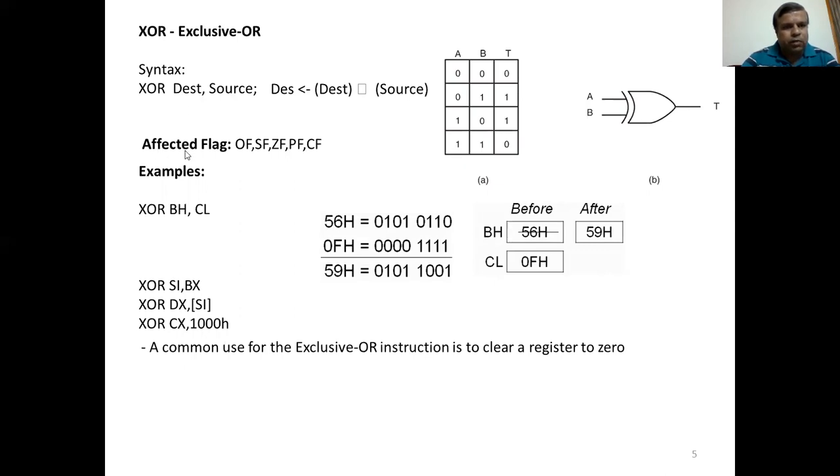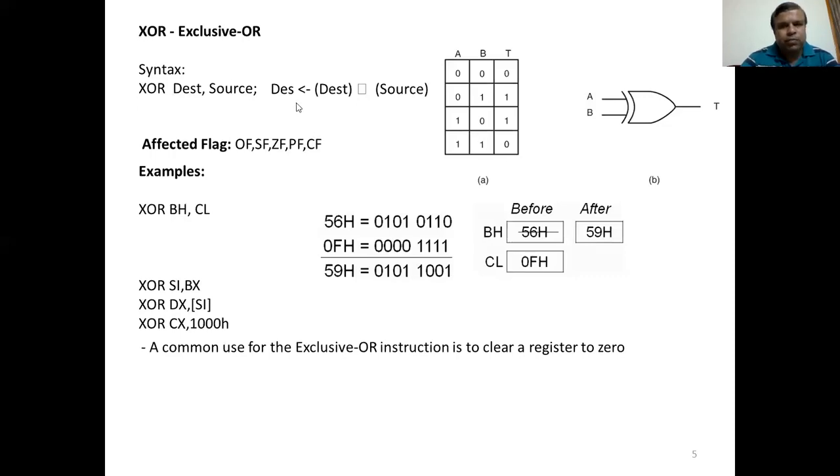So flags affected after executing this instruction: OF, SF, ZF, PF, CF. Okay, so how does this exclusive OR instruction work? After executing this instruction, each bit in the result is set to 1 if any one of the corresponding bits in the operands are different.